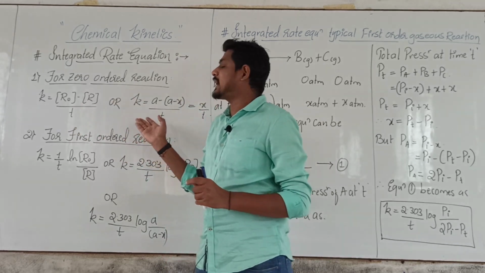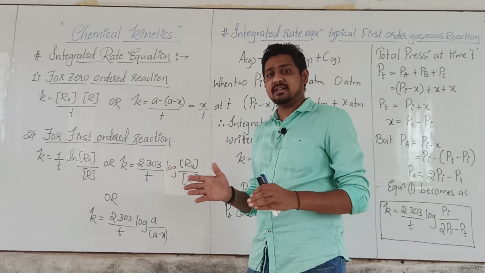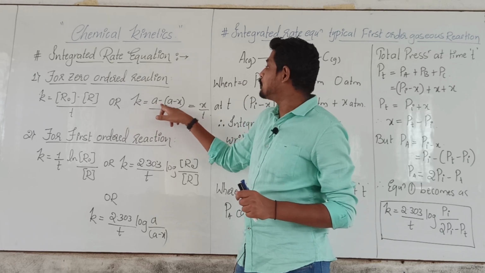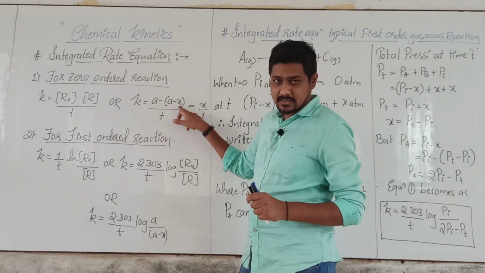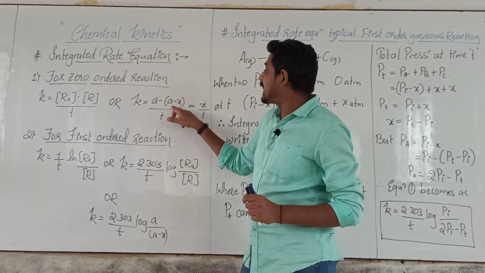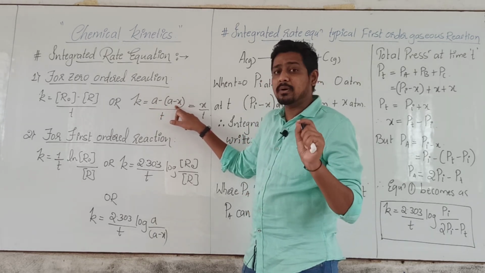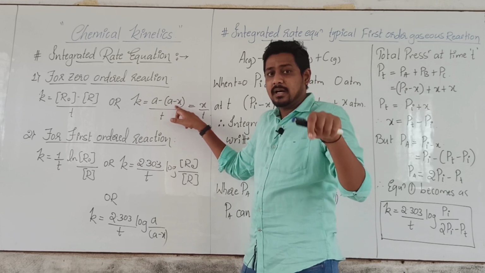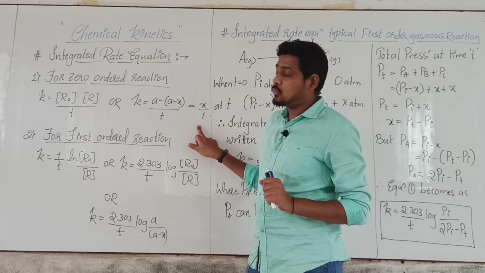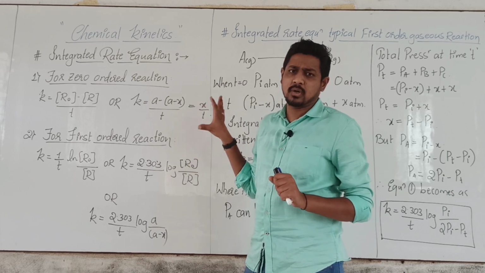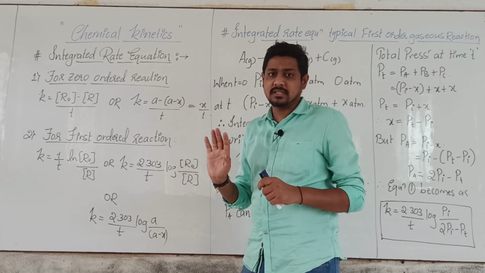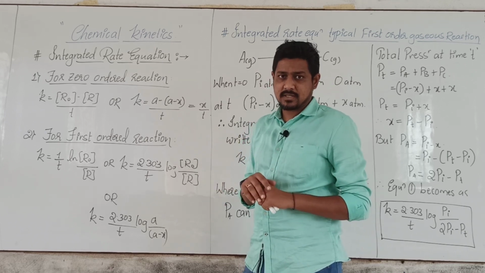The same equation can be represented in another way, that is, k is equal to x upon t, where a means initial concentration and a minus x refers to how much amount of the reactant is left. What is x? X means the amount of product formed or the amount of reactant that has been consumed in the reaction. In many ways you can express this.